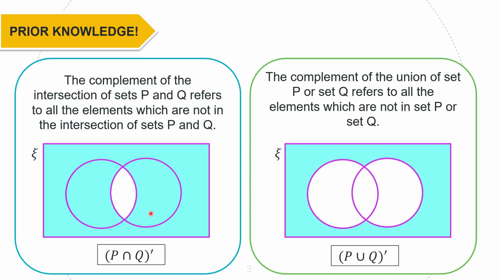Okay, now for the union. The complement of the union of set P or set Q refers to all the elements which are not in set P or set Q. Okay, just right now we already see which element is the set P union set Q. This area is the set P union set Q. But it is the complement of the union of the set, so it must be outside of this P union Q. Okay, so this is the region of the complement.